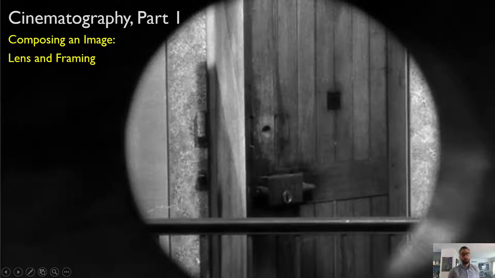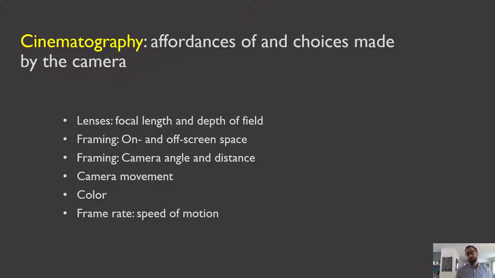Hey folks, and welcome to this week's lesson on cinematography. This is the first part of a lesson on cinematography. What does cinematography refer to? It refers to affordances of and choices made by the camera.